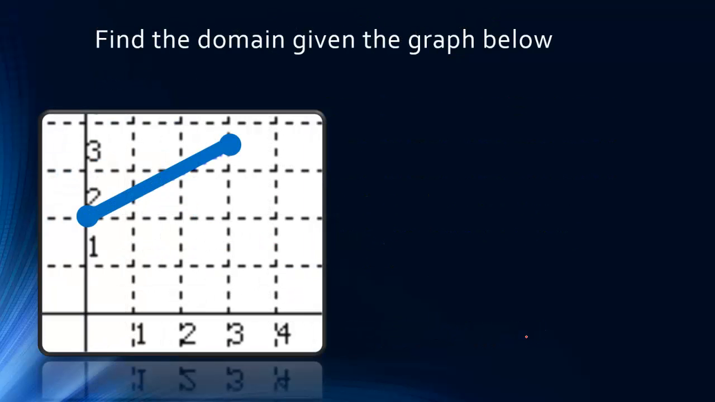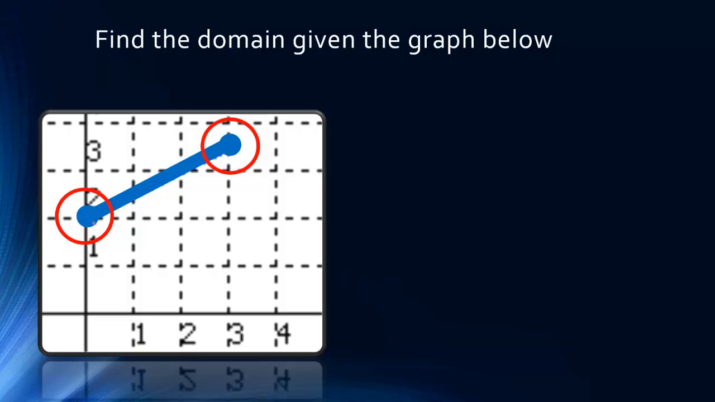Okay, a little bit more practice. Find the domain given the graph below. Now notice this one isn't a line. These have dots on the end, and they're filled-in dots. We just have a graph. We have no restrictions, so we've got to look at these two dots here.